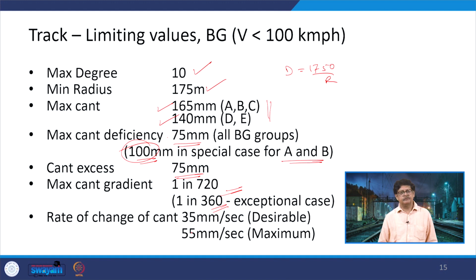For the rate of change of Cant, there is a desirable value and a maximum value. Desirable is 35 mm per second, but we can go to the highest value of 55 mm per second, specifically in cases where high speed movements are there. So, these are various limiting values which we are going to use when we do the calculations.